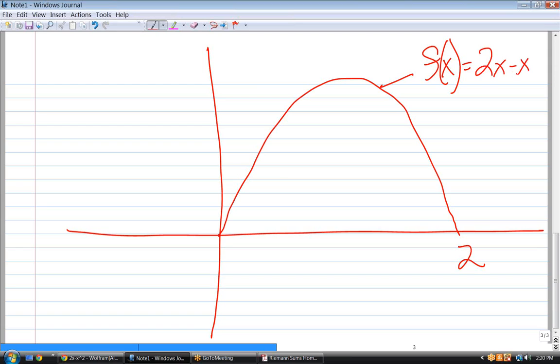There's a reason I use f of x and not y. When you use y, you can't say y of 1 or y of 2. And the concept of saying f of 1 or f of 2 is gigantic in calculus. So you want to start thinking of functions as f of x, because then you can evaluate that function at any x you choose.